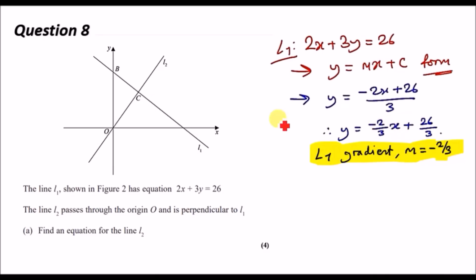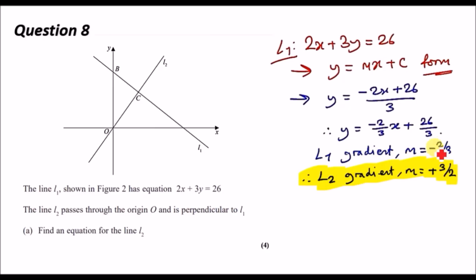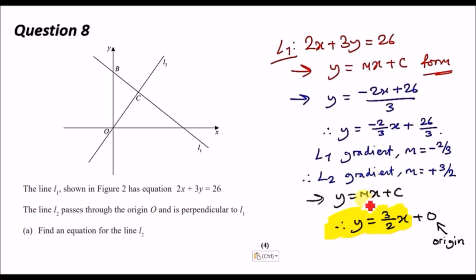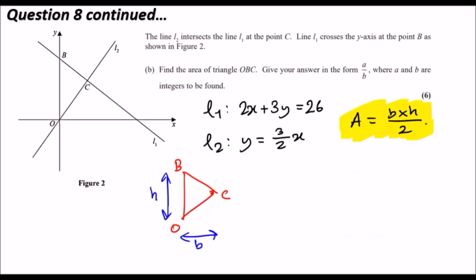Now, thanks to the perpendicular laws, if you know one gradient, the perpendicular one is just going to be its negative reciprocal. So this is minus, the next one will be plus, and 2 over 3 becomes 3 over 2. So now we already know what the m value is for our second line. So far, up to this stage, y equals mx plus c, we got 3 over 2x. Now the y-intercept is easy. Just look at L2 and you can see it cuts through the origin. So it cuts at 0. And that means that your final equation is just going to be y equals 3 over 2x. That's it. Case closed.